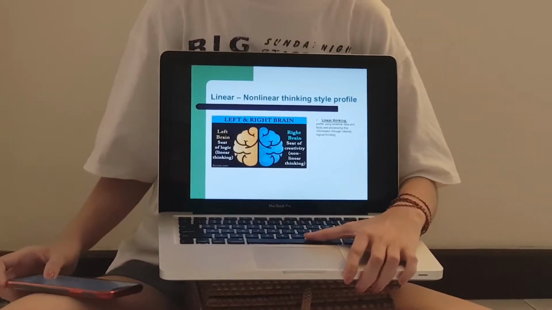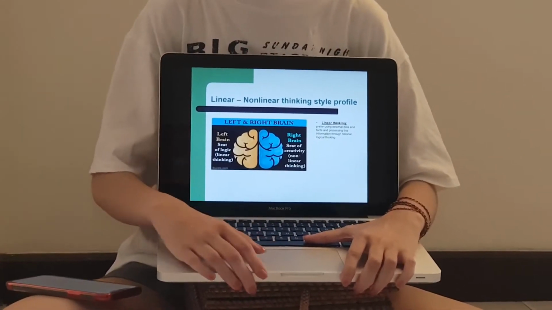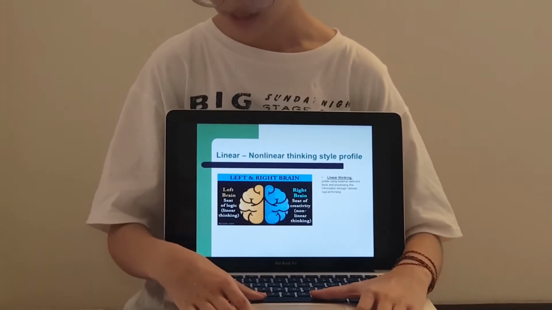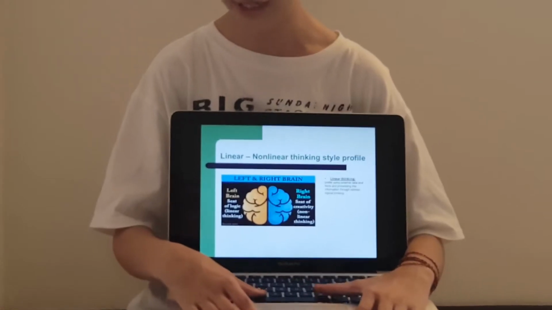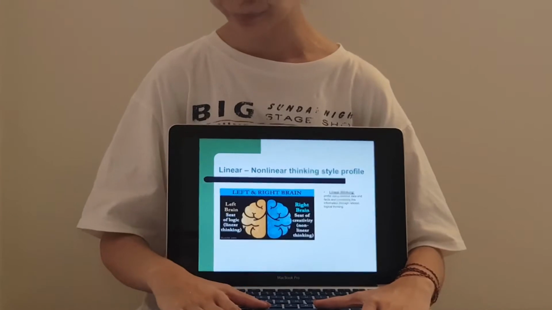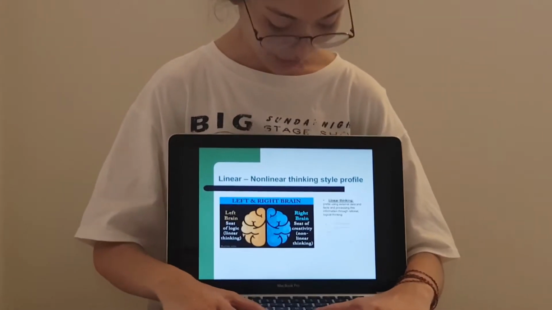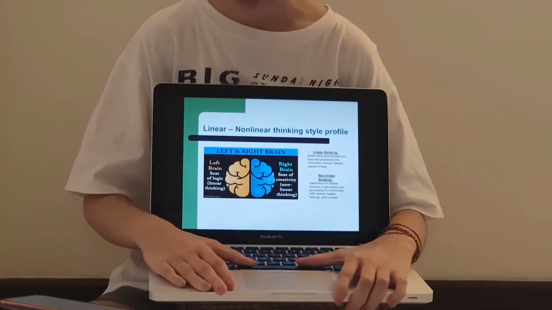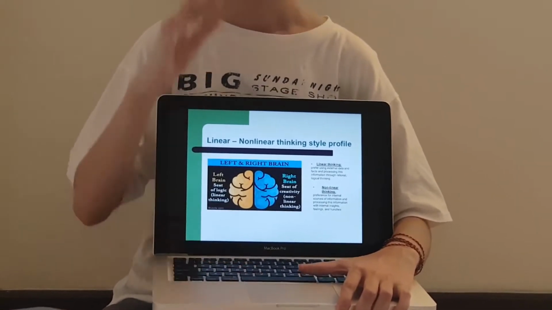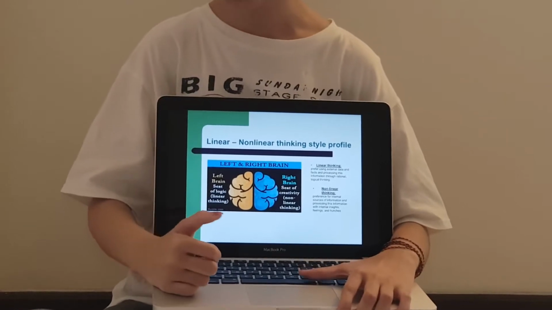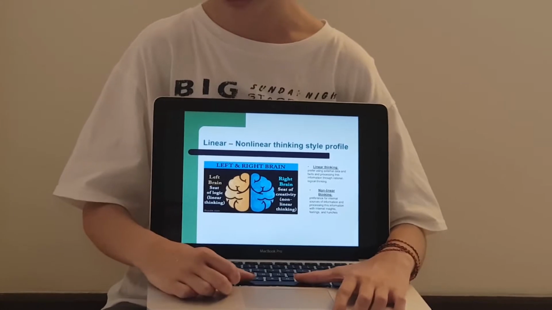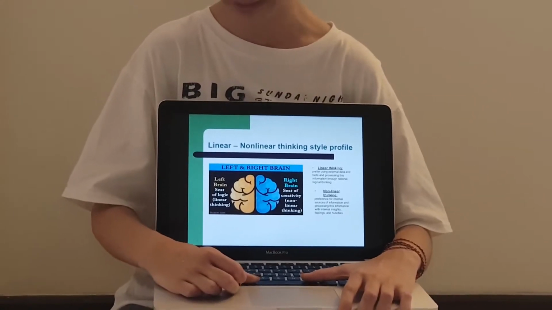Linear thinking is a preference to use external data and facts, then process the information through rational and logical thinking to guide a decision and action. While non-linear thinking is a preference for using internal sources of info, such as feeling or intuition, and processing the information with internal insights or feelings.